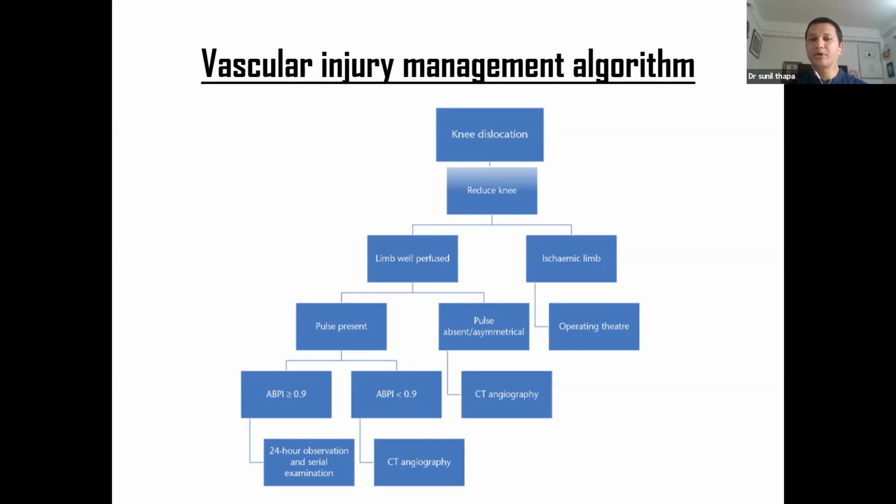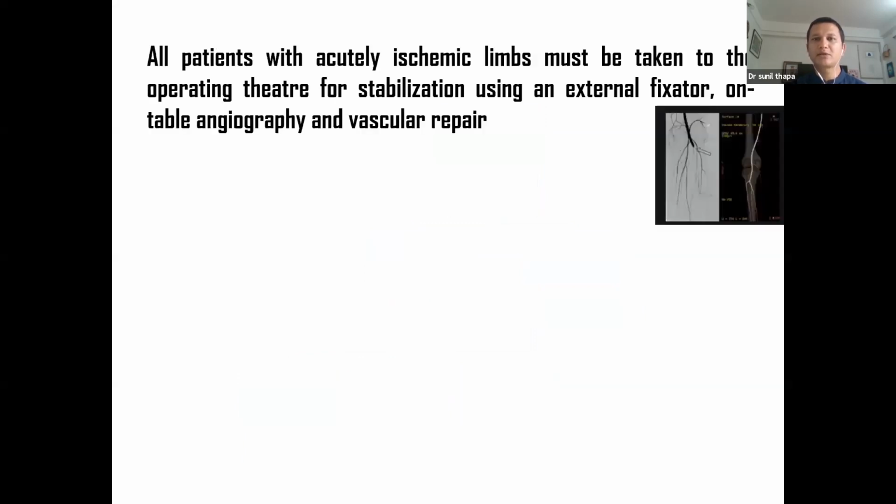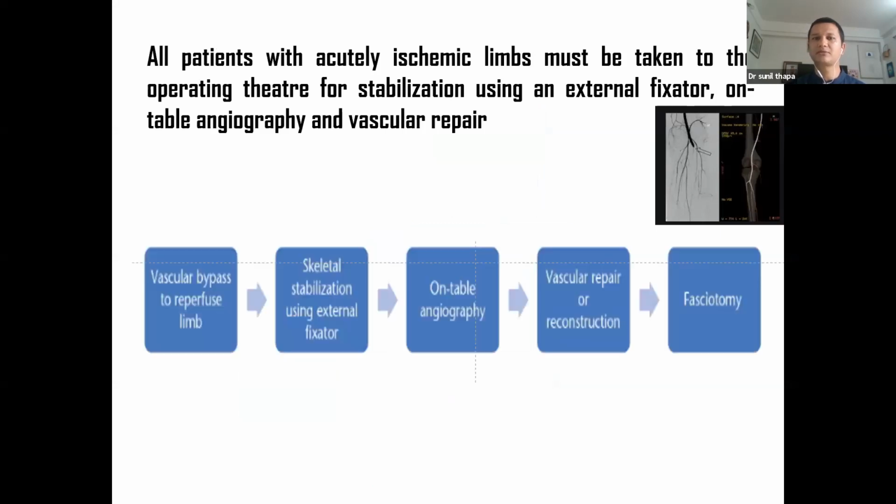If it is more than 0.9, then we can go for serial monitoring, because an intimal thrombosis might have been there, and that might not have caused circulatory impairment initially, which may manifest in 48 to 72 hours once the thrombosis progresses. And if ABI is less than 0.9, then it is straightforward an indication for a CT angiography. Sometimes duplex color ultrasonography may be done in a resource constrained situation. So all patients with an acutely ischemic limb must be taken to the operation theater for stabilization using an external fixator with a provision of an angiography and a vascular repair.